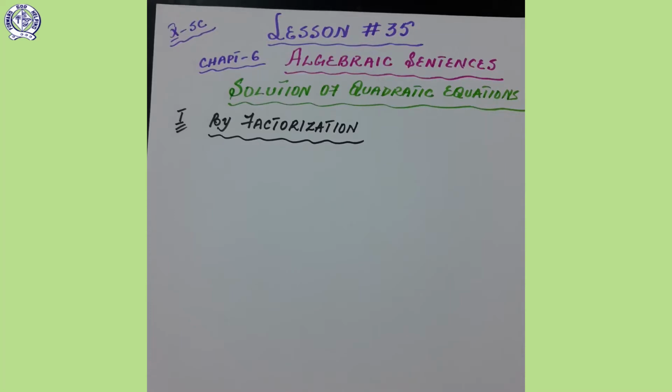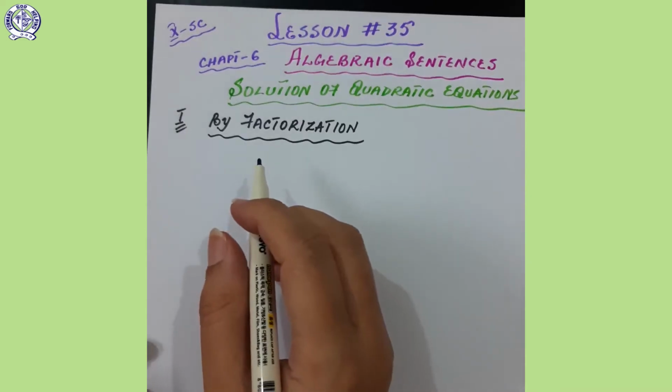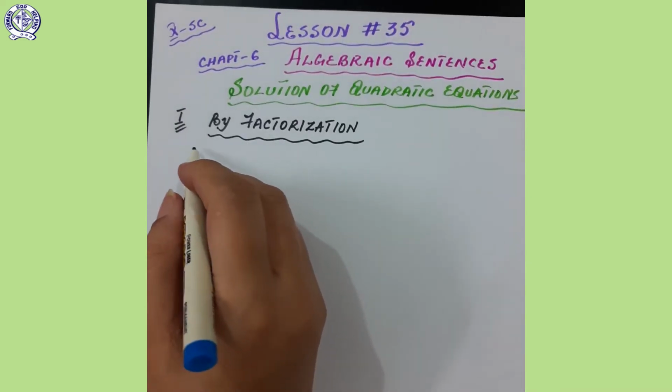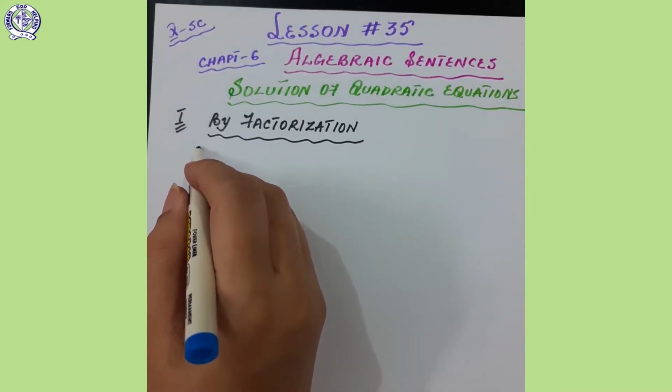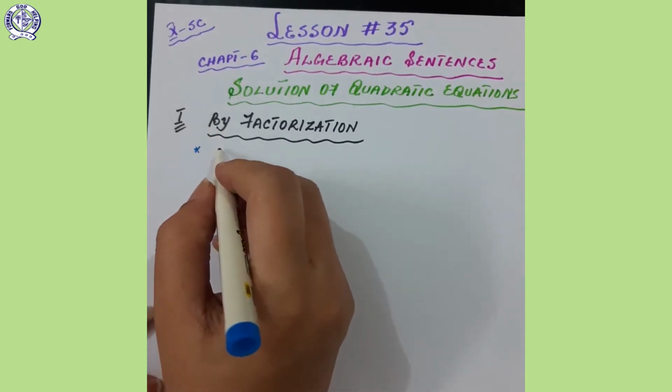First method here is by factorization. You have already done factorization, so you all know how to solve the question by factorization. So in this one you will break the middle term. When the question is given, you will break the middle term and solve it and find the value. Again you are going to find the solution set. Now the method is factorization, so you will write the expression in standard form. Write the expression in standard form.